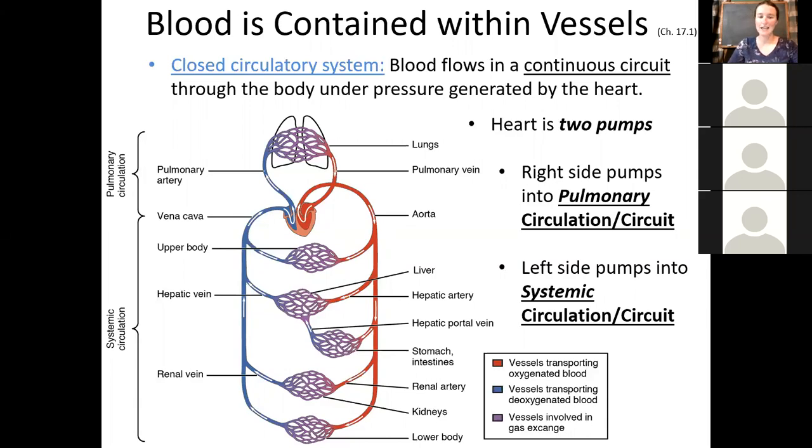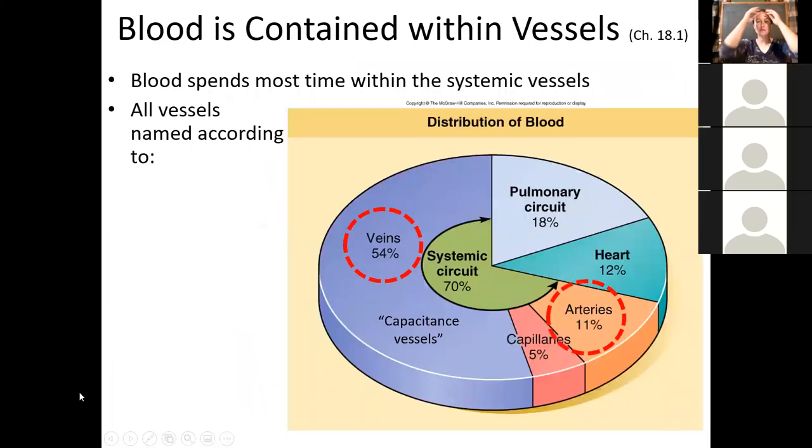All right. Okay, so blood is always in the vessels. Most of the volume of the blood at any given point is within the systemic vessels, so it's within our organs, our limbs, our brain. We can see this here. This is the distribution of the blood. About 70% of the blood at any given point is in our systems, as opposed to the pulmonary circuit, which has only about 18%, and about 12% is hanging out in our heart.